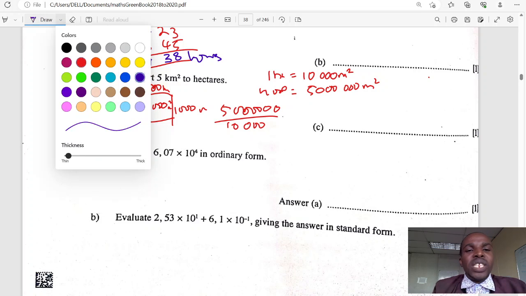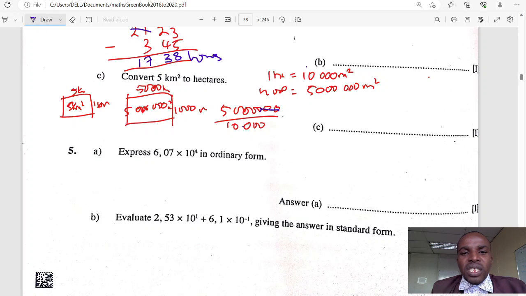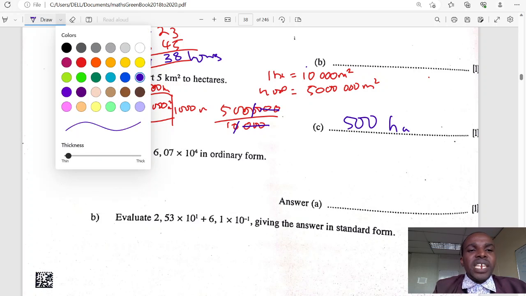Then you cancel the zeros. So these 3 zeros, these 3 zeros. We have 1 zero, we have 1 zero. So it's 500. 500 hectares actually. It's 500 hectares. Done. The next question.